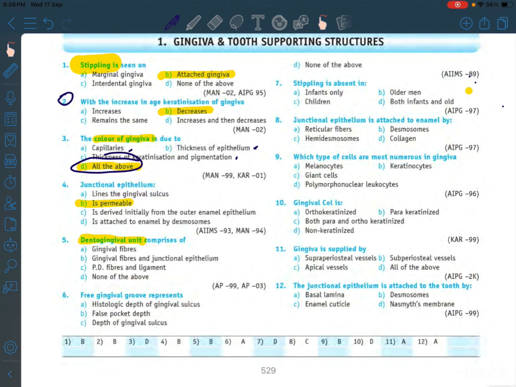Okay. So what you have to remember is that dentogingival unit equals junctional epithelium plus gingival connective tissue attachment, which is gingival fibers, which forms a protective seal around the tooth. So the answer here will be gingival fibers and junctional epithelium. Okay.